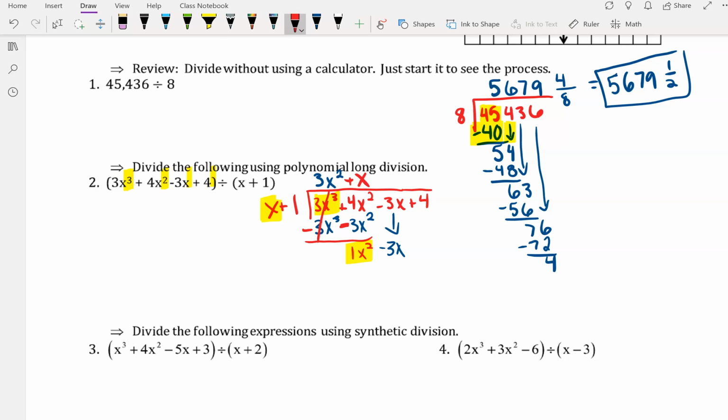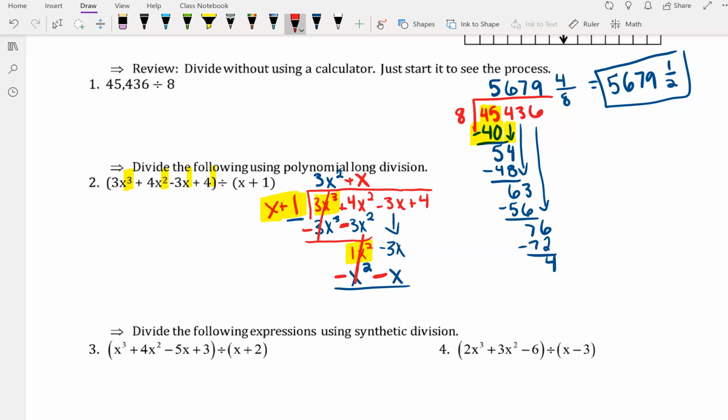x. Then I take that x and I multiply it by this whole thing, and I line it up down here. So x times x is x squared. X times 1 is going to be x. I'm not going to put that plus in there. I'll just put x. Okay. Then I'm supposed to subtract all of this, just like I did in regular long division. So I need to distribute a negative to all of the terms.